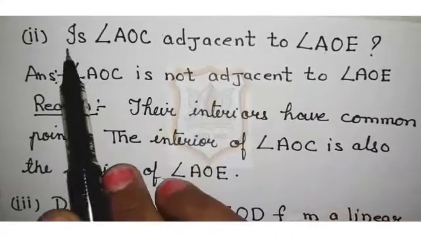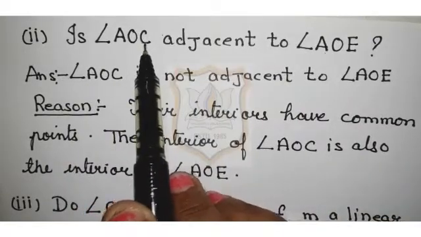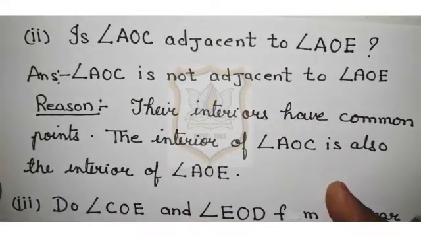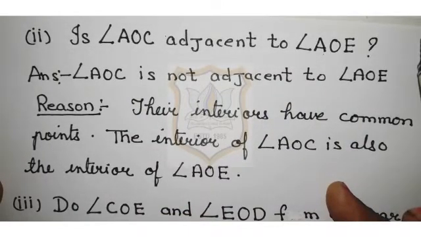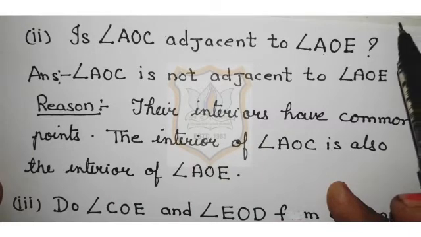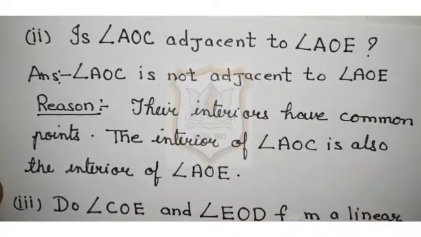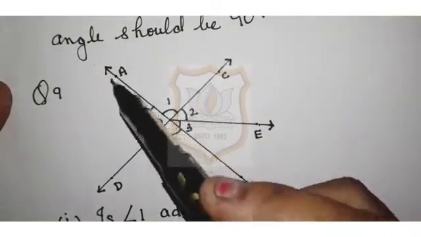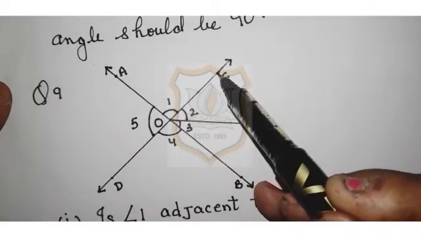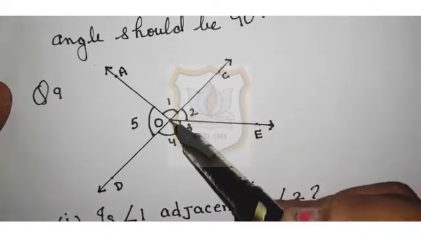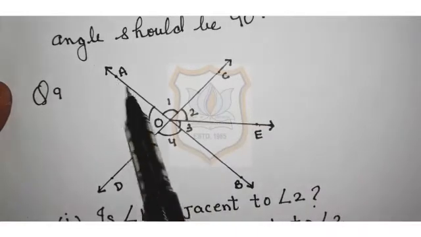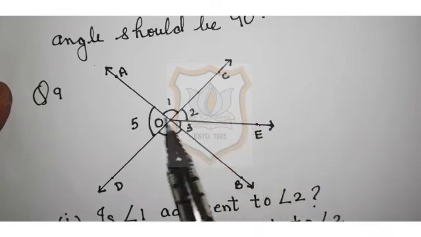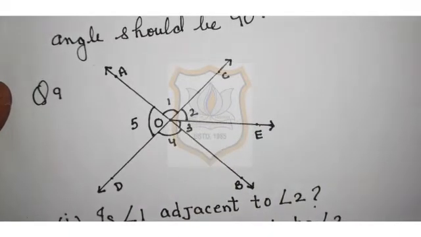Now second part is: is angle AOC adjacent to angle AOE or not? That you have to tell. Students, keep the textbook in front of you so that you can see where AOC and AOE are. See, this one is AOC and AOE. You have to tell whether both of them are adjacent or not.